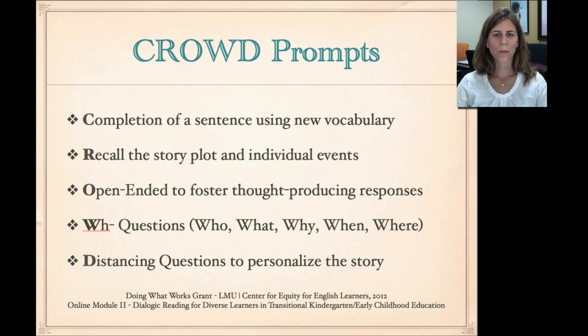In order to remember the CROWD prompts, it's also easy to focus on the first letter of each prompt. C, completion of a sentence using new vocabulary. R, recall the story plot and individual events. O, open-ended questions to foster thought-producing responses. And W are for WH questions such as who, what, why, when, where. And D, distancing questions to personalize the story.